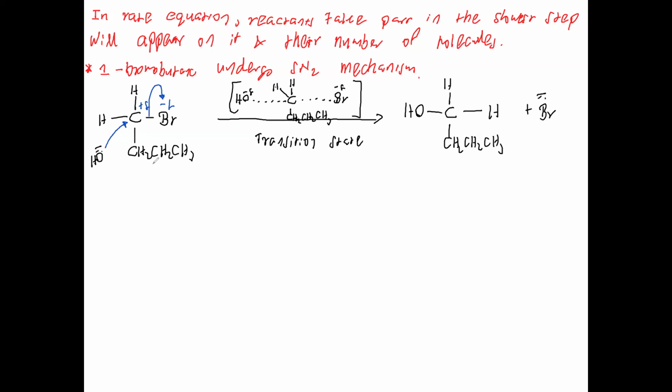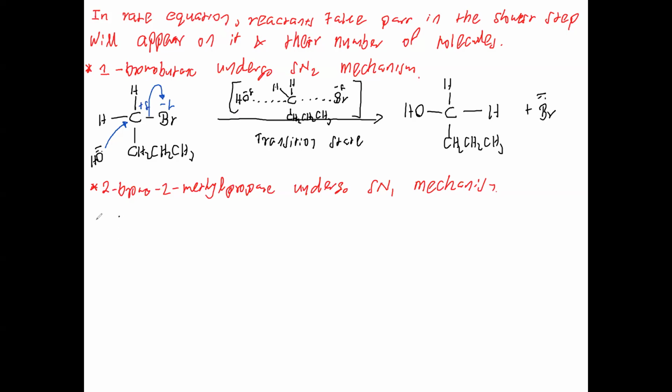But if you go for the next molecule, 2-bromo 2-methyl propane, it will undergo SN1 mechanism. So if you take 2-bromo 2-methyl propane undergoing SN1 mechanism, this is what happens.